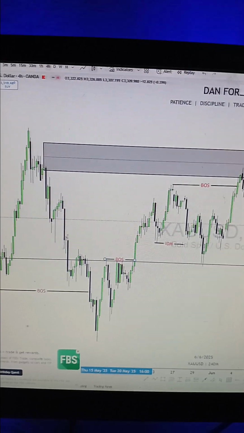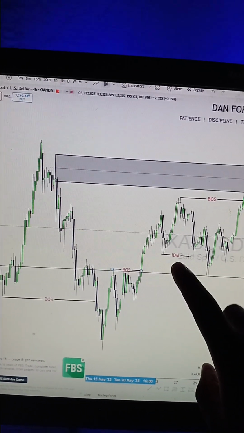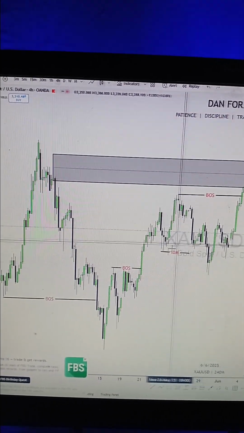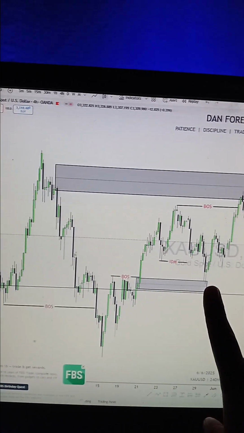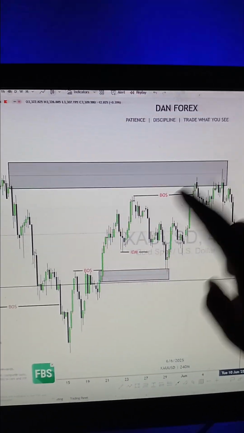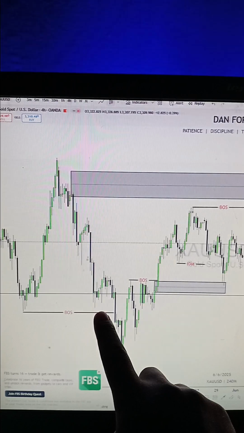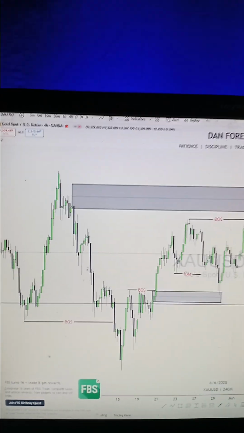So we all know that after the break of structure, the first pullback, we treat it as an area of inducement. The market came to this demand zone, and we took some buy from here. But we have another break of structure, because the market has tapped into this supply zone, which caused this break of structure. But keep in mind, we are bullish.